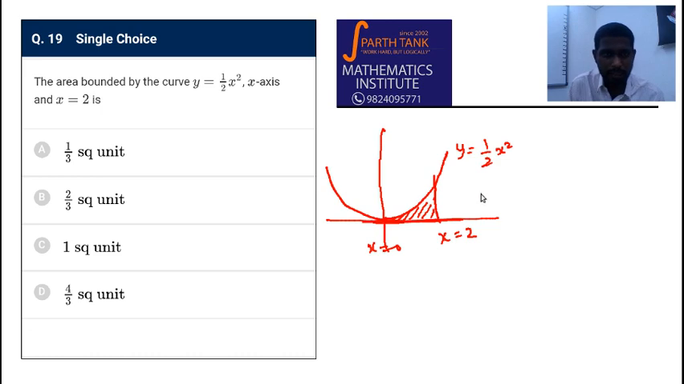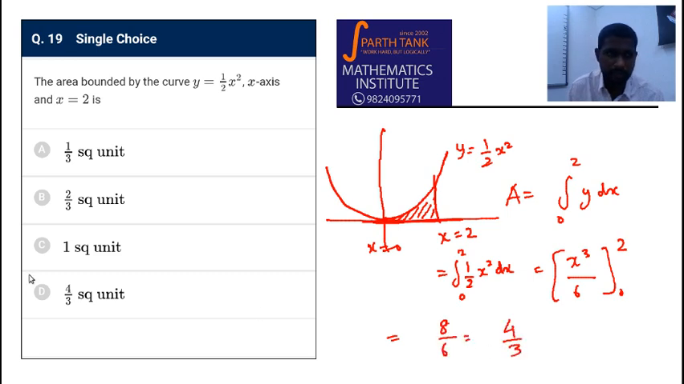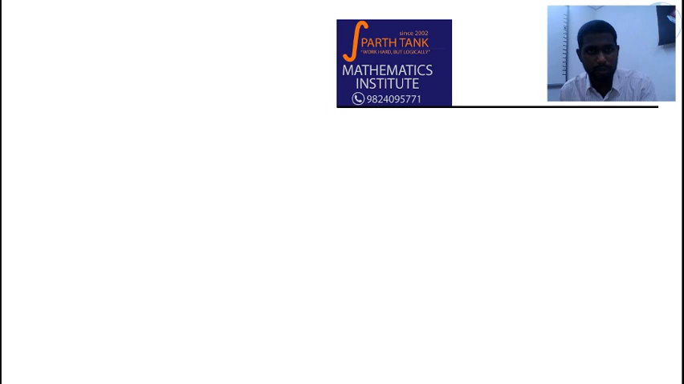Now this presents no serious trouble. The area is simply integral y dx between the limits 0 to 2. So it is integral half x squared dx from 0 to 2. This becomes x cube upon 6 from 0 to 2. So this is 8 by 6 or 4 by 3. So the answer is 4 by 3 square units, 19D. Let us move on to question number 20.